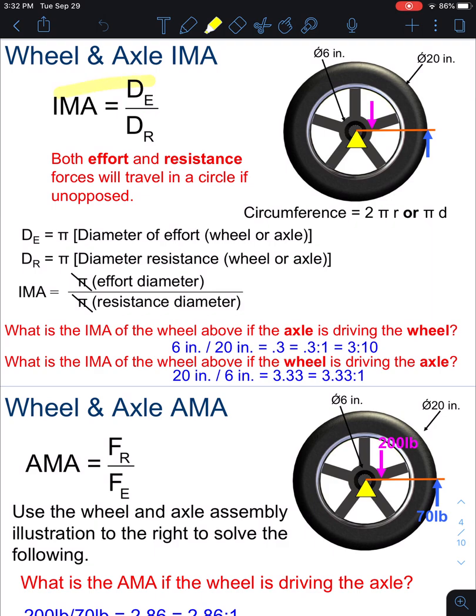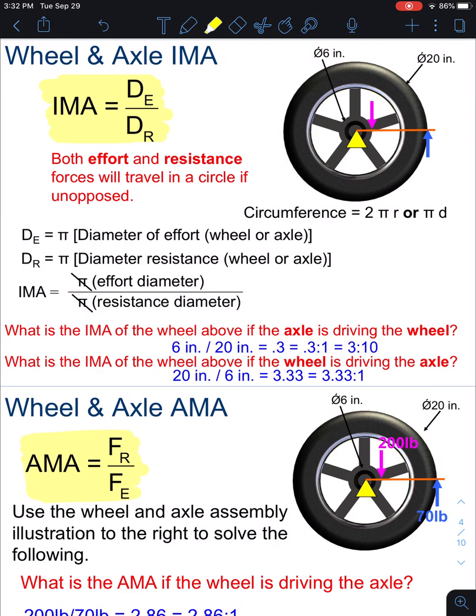For IMA, your formula is distance of your effort divided by distance of your resistance. And for AMA, your formula is the same, except you're dealing with forces, not distances: force of resistance divided by force of effort. Okay, so there are your formulas.